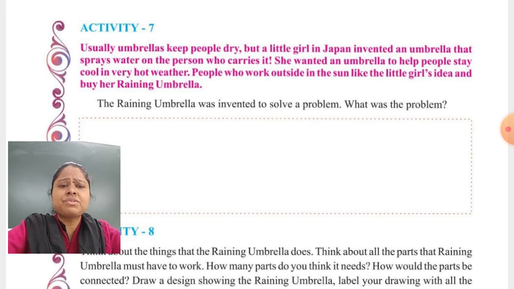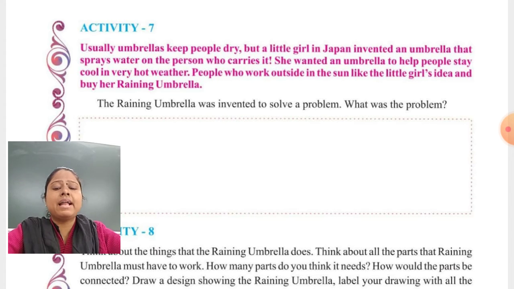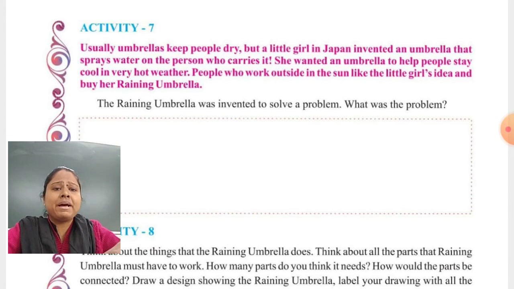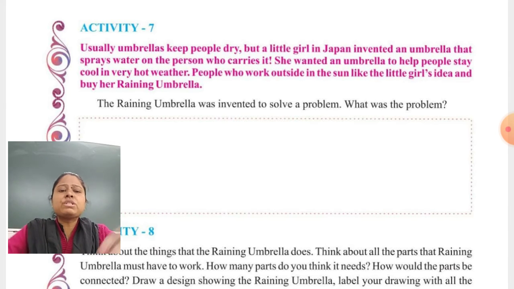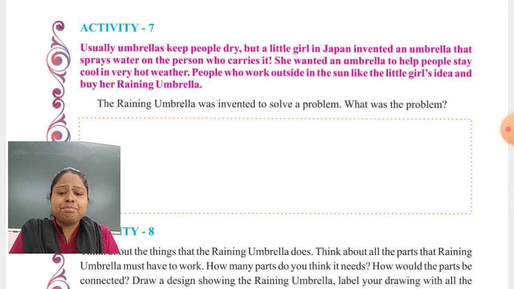Here we have already discussed this when we saw the chapter. Again we will see in the revision that a little girl in Japan invented one umbrella. But what is the speciality of this umbrella? That it is a spraying umbrella. It sprays water on those who carry it. So what is the use, and why do people buy it, and why do people like this little girl's idea in Japan? So here the question is, the raining umbrella was invented to solve a problem. What was the problem of the people, and why did people like this little girl's umbrella?